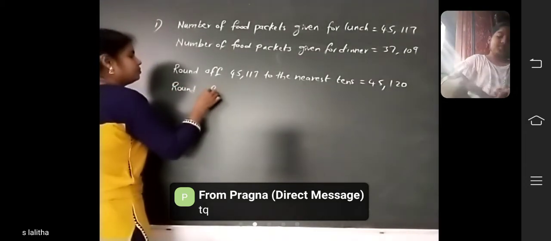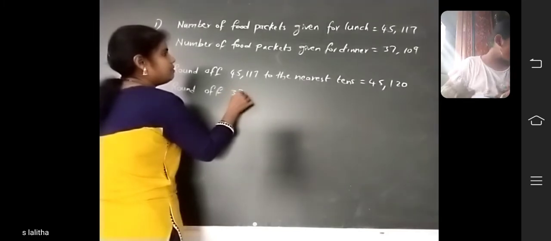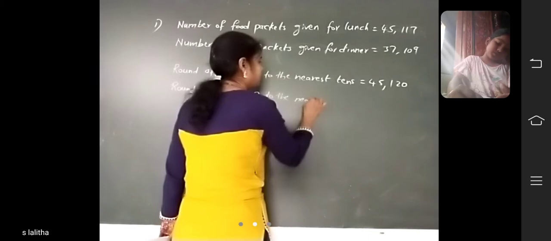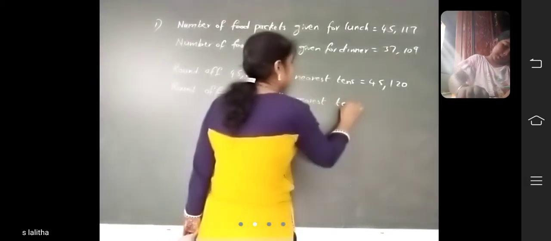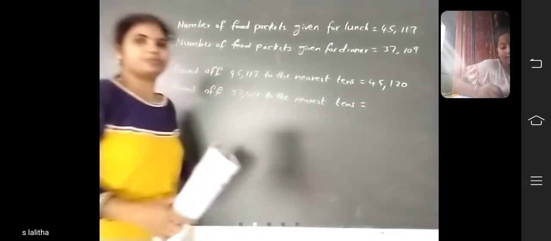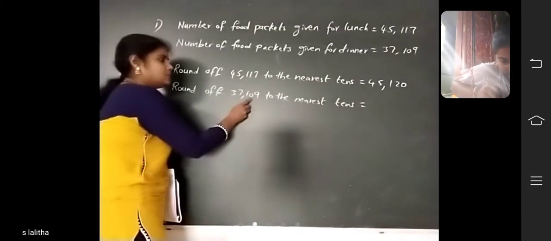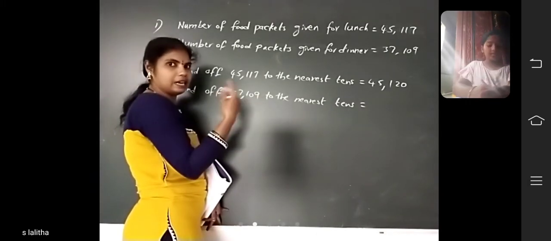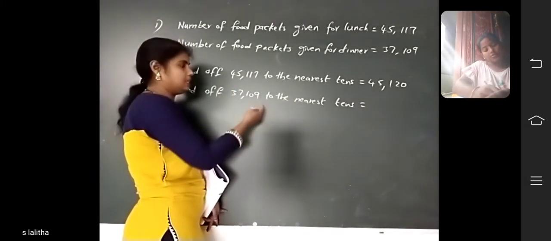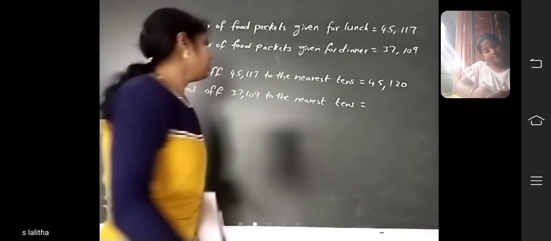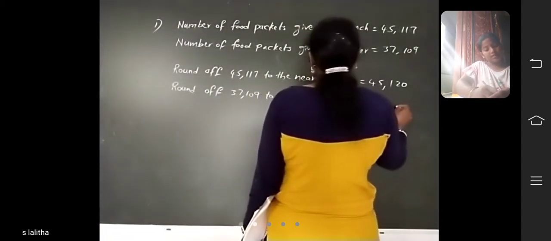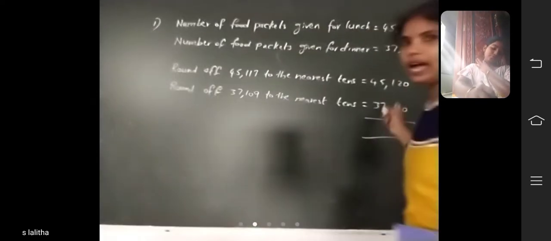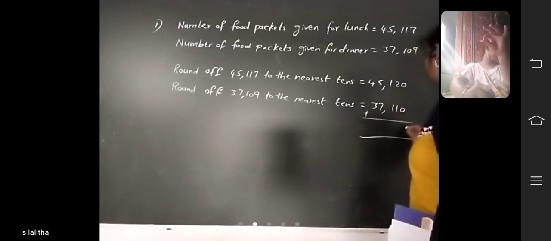Round off 37,109 to the nearest tenth. So what is the tenth place here? 0. What is the right side of the number? 9. So it is greater than 5. So you should round up the number. That means you should add 1 to the 10th place. So 37,110.